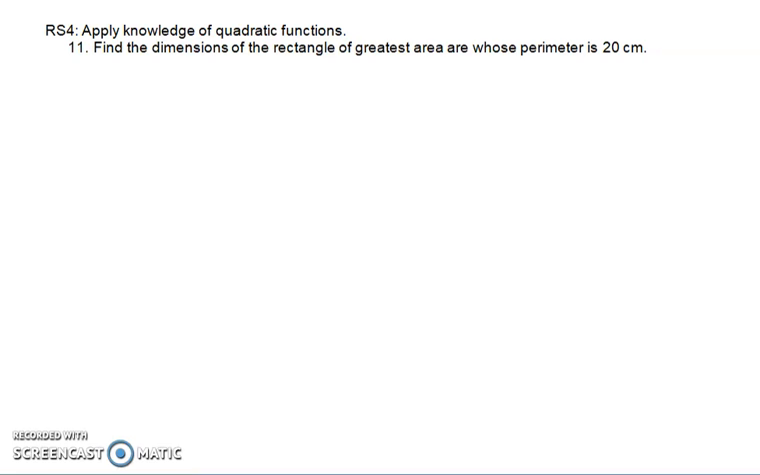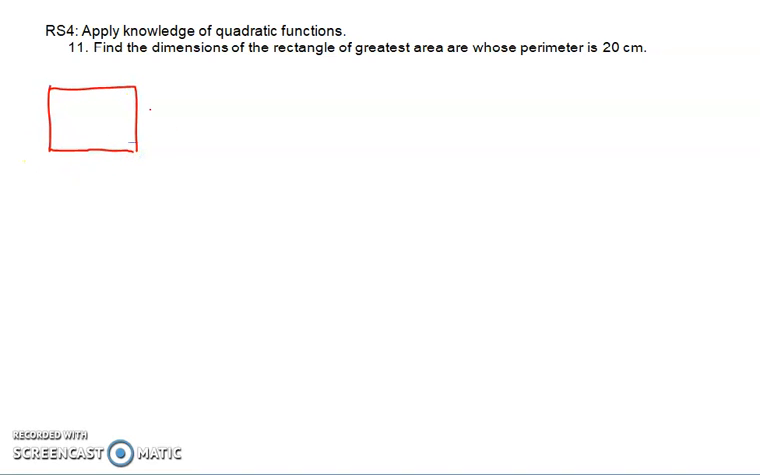Hi, students have been asking about the word problems from chapter 7. And again, I'm just going to go through the 5-step process, but the first step in the 5-step process is to draw a picture. So it says, find the dimensions of a rectangle of the greatest area whose perimeter is 20. So my first step is, well, I'm going to just draw a rectangle.